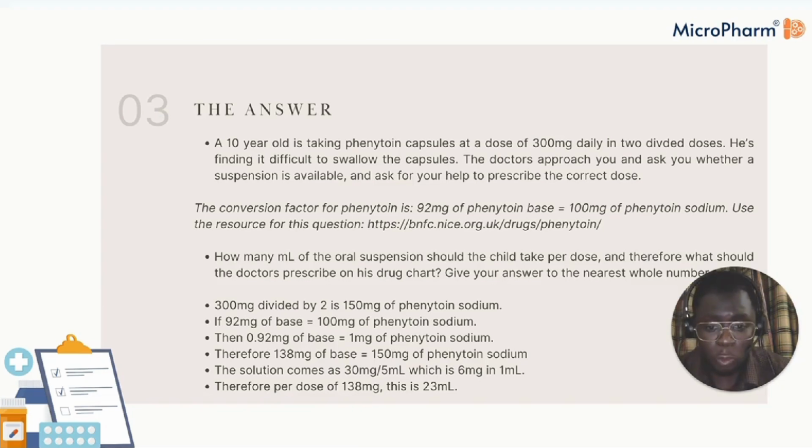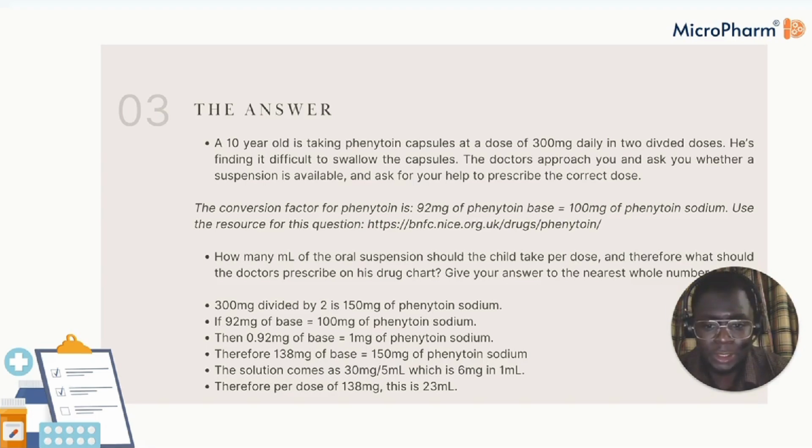Now, if you're wondering how I calculated that, I did it quite old school. 30 milligrams in 5 mL is 6 milligrams in 1 mL. I divided both sides by 6 to find out what 1 milligram was equal to in mL, and then times both sides by 138, which then gave me 23 milliliters, which is a whole number.